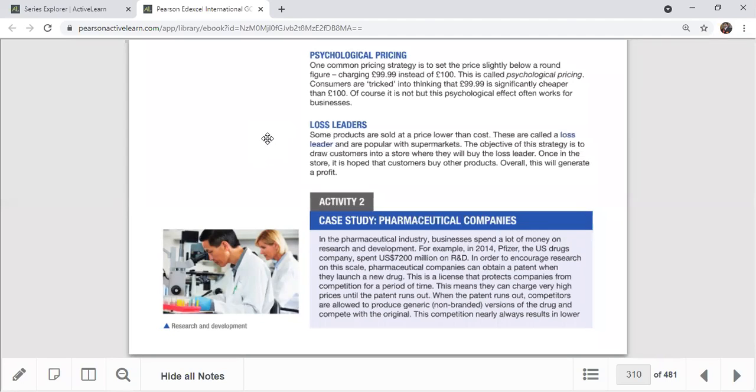The objective of this pricing strategy is to draw customers into the stores where they will buy the loss leaders. Once in the store, it is hoped that the customers buy the other products as well. That's what happens. So overall, this will generate profit. Actually, this will generate huge profit. Always you can see in a supermarket, when you go to the entrance point, there are visible boards and some cutouts and some kind of banners they are displaying.